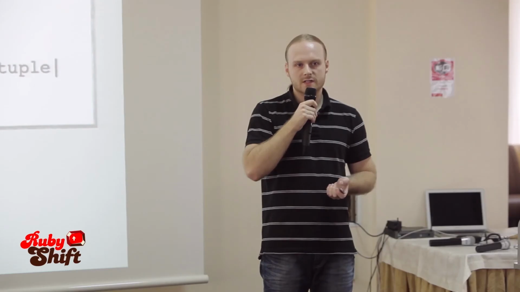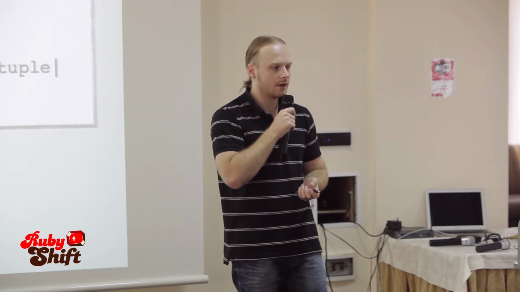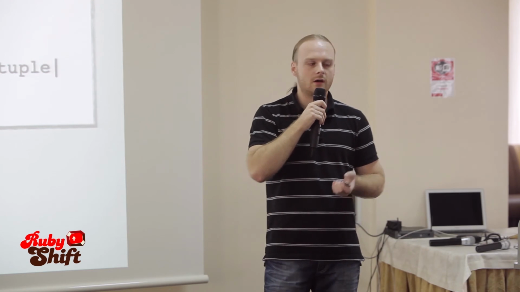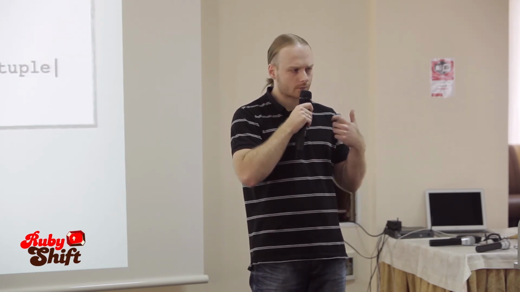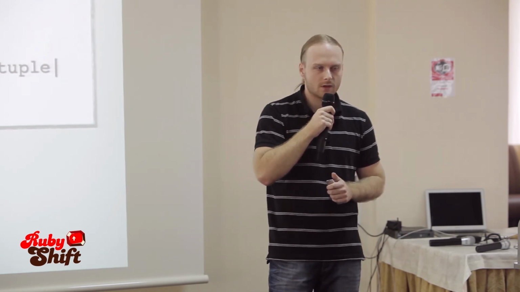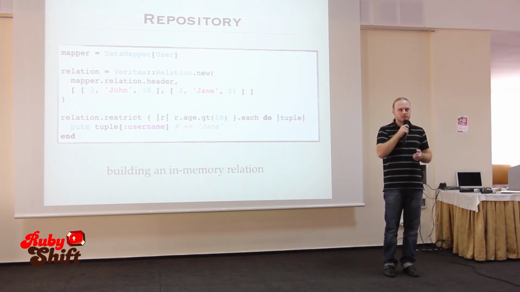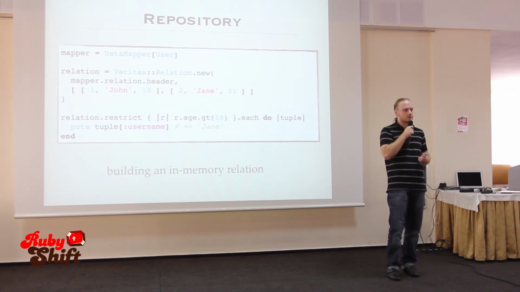And then we can, for example, call a restrict method, which performs a restriction operation. And it basically restricts the collection of users to the ones that have age greater than 18. And still, this is a simple API, and you can use it. If you want, you can use it. If you must, you can use it.